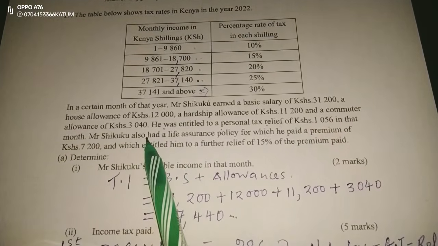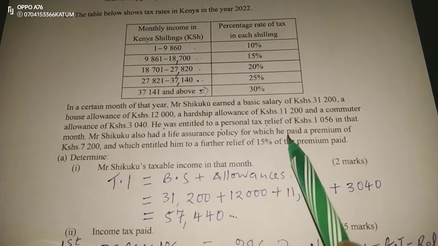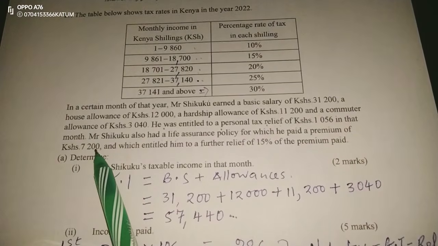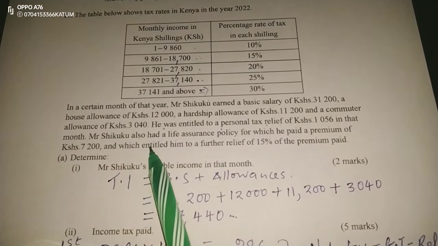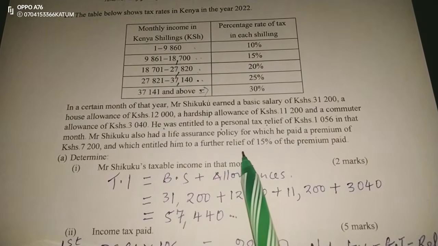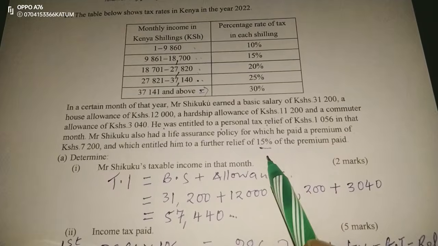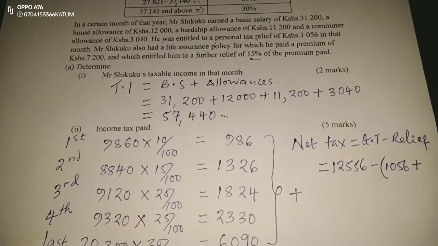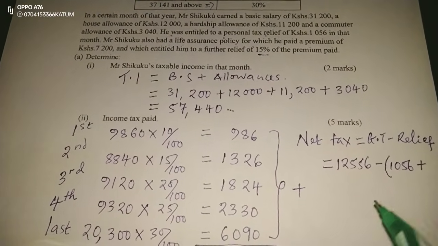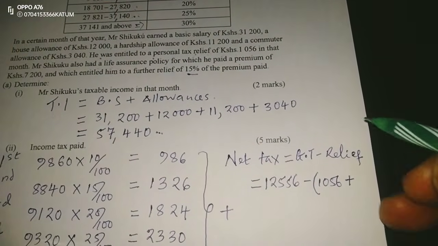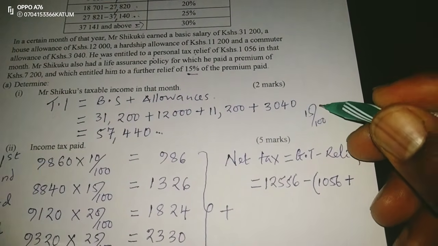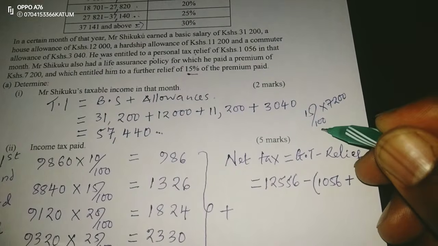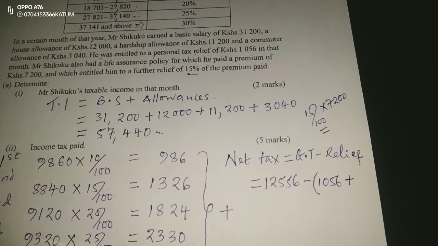So we are told that Mr. Shikuku also had a life assurance policy for which he paid a premium of 7,200, and which entitled him to a further relief of 15% of the premium paid. So 15% of 7200 is another relief. So the value of that relief, so that we may add it here, is 15% of 7200, which is going to be 1080.